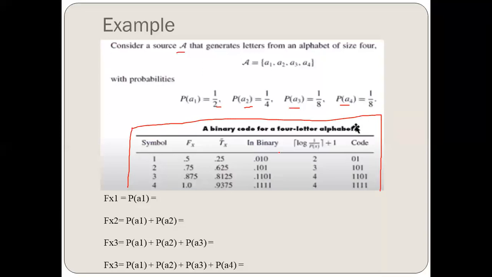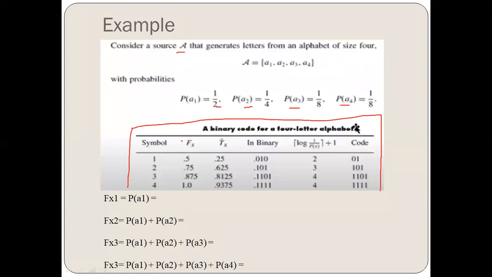First of all, let's learn how to code these particular alphabets from the source. The first thing is you have to generate a table. In this table, first you are going to write the symbols. We have 4 symbols: A1 as 1, A2 as 2, A3 as 3, A4 as 4, right? So I have 1, that is A1, 2, A2, 3, A3, and 4 as A4. These are the symbols I have written.